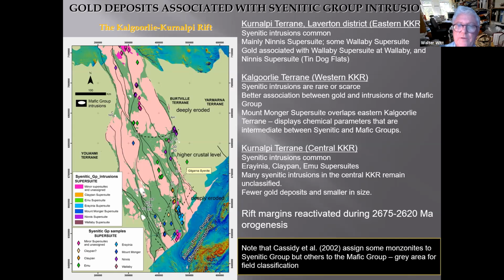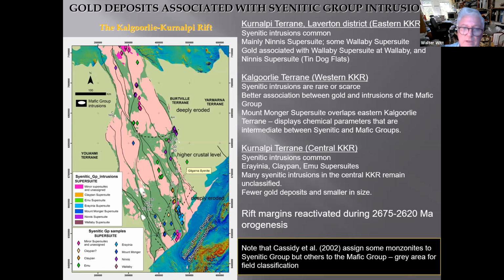In the central Kurnalpi Terrane, syenitic intrusions are again common, these belonging to the Eriinya, Claypan and Emu supersuites. But note that many syenitic intrusions, particularly in the central domain, these are the bright pink colours on the map, remain unclassified. In the central domain, there are fewer gold deposits and they're smaller in size. So the syenitic intrusions and the associated gold, without saying that they're completely contemporaneous, both were formed during basin inversion when the margins of the rift were reactivated during the period 2675 to 2620 million years.